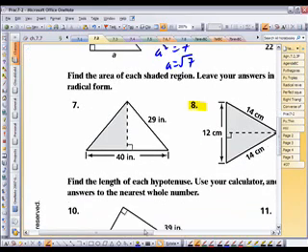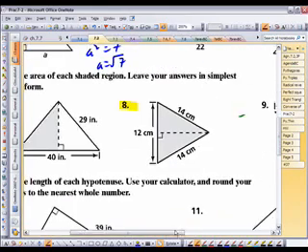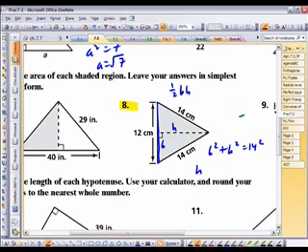Okay, now an area problem. Area is 1/2 base times height, but we don't have the height. We have a base here, but no height. But this is 12, and we know this will be 6 because this is an isosceles triangle. So we can say 6 squared plus h squared is 14 squared. So h squared will be 14 squared, which is 196, minus 6 squared, which is 36. So that's equal to 160. So therefore, h will be the square root of 160.